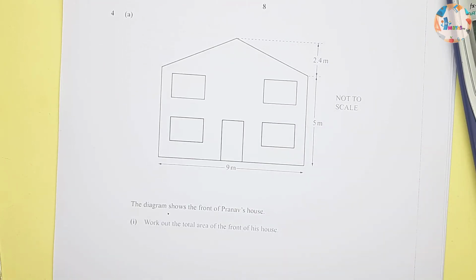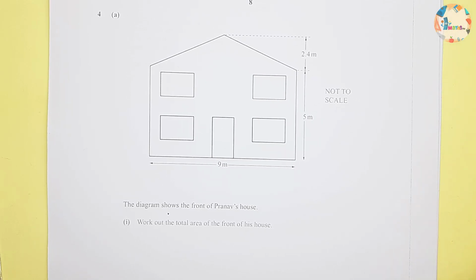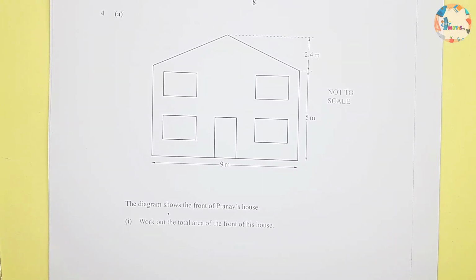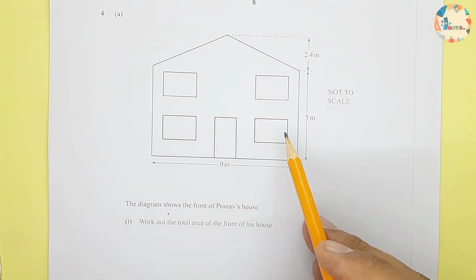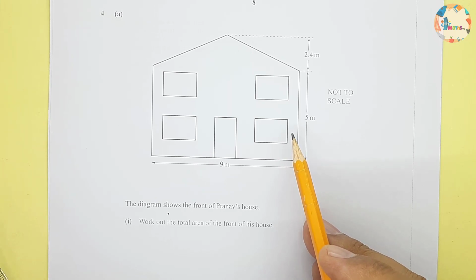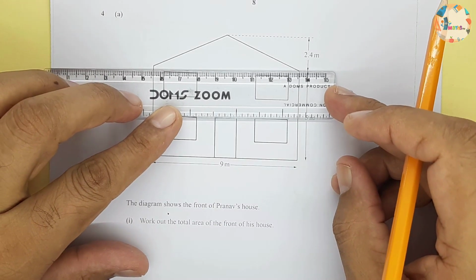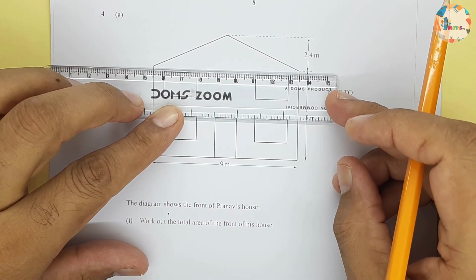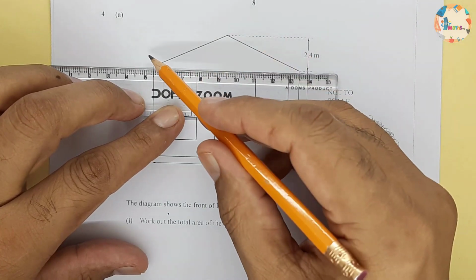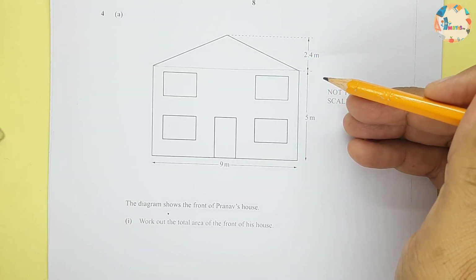Question number 4, A part. The diagram shows the front of Pranav's house. Work out the total area of the front of his house. So we'll have to calculate this total area. What we can do is split this into two shapes, a triangle and a rectangle.